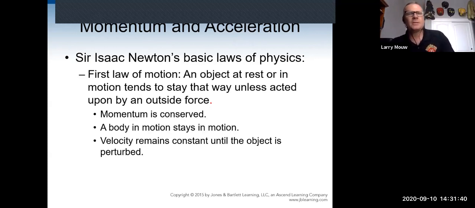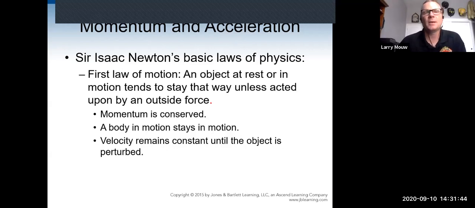So we talk about Sir Isaac Newton's basic laws of physics. Again, last chapter we kind of talked about some chemistry type stuff. This chapter we're going to talk about more physics type stuff. If you guys don't have an understanding of chemistry and/or physics, I would maybe suggest doing some learning in those areas as well. So Newton's first law of motion: an object at rest or in motion tends to stay that way unless acted upon by an outside force.